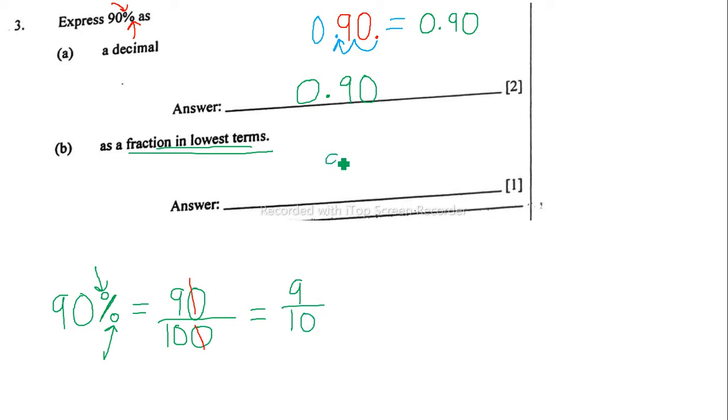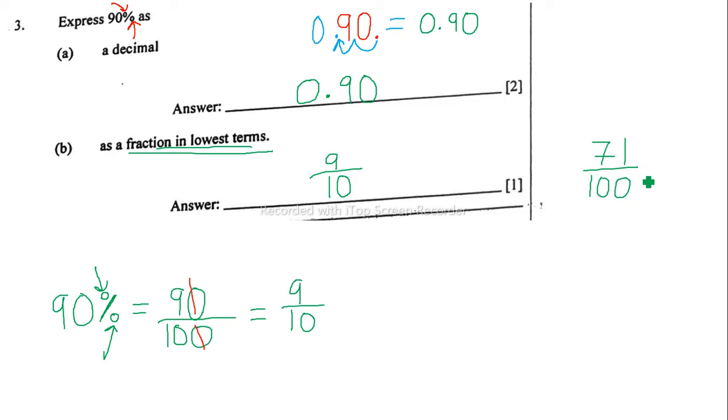So if we had 80%, what would it be? 8 over 10. For the decimal, what would it be? 0.80, or 0.8. If we had 71%, what would it be for the decimal? 0.71. And as a fraction? 71 over 100. Now, can we simplify that? No, sir. It would remain.